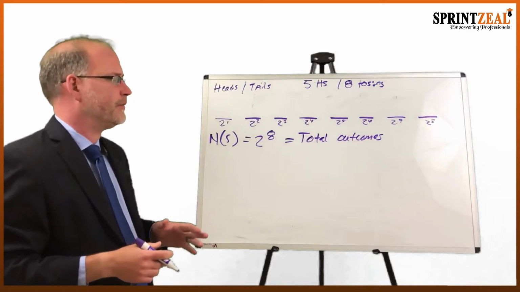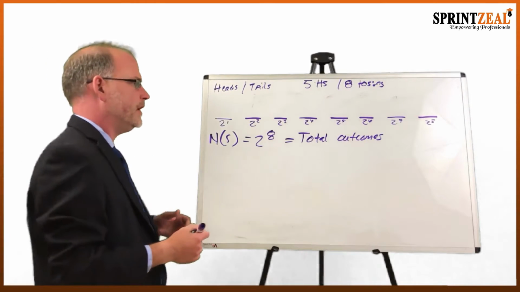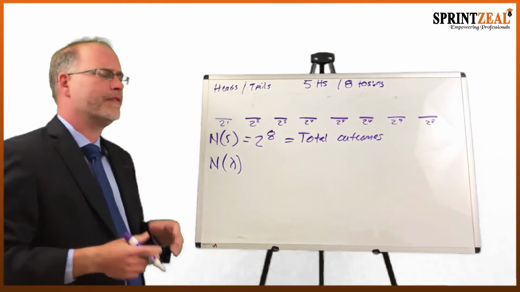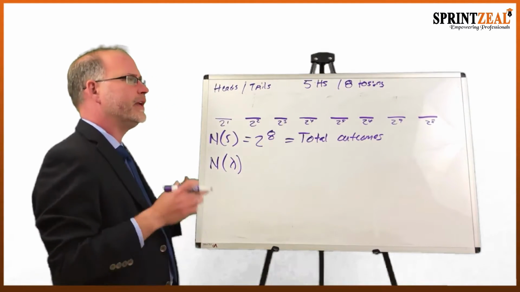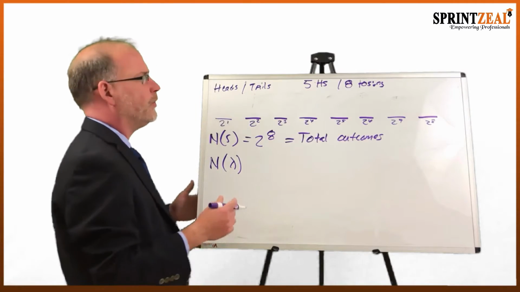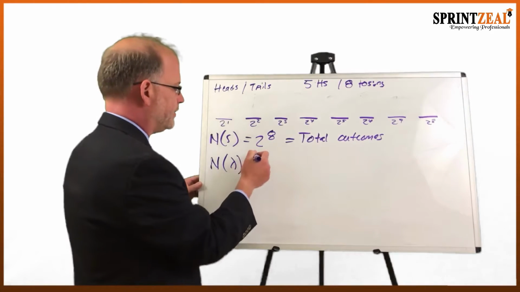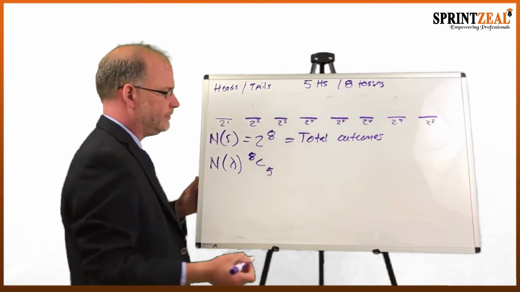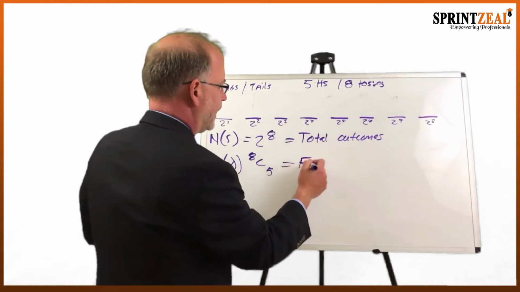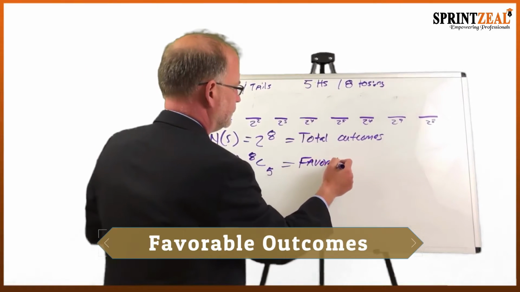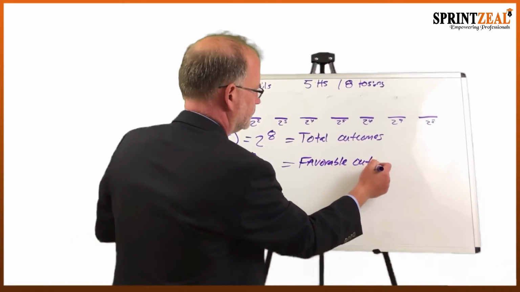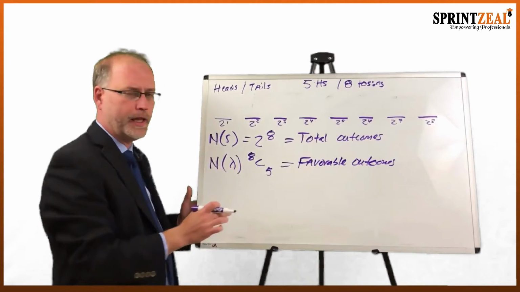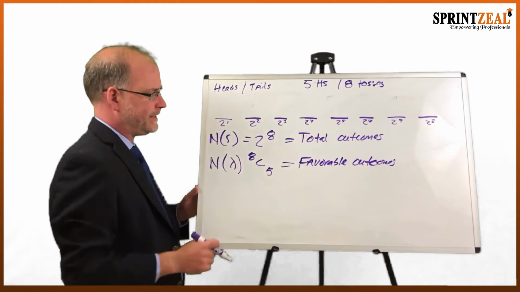So now we have to look for something called our favorable outcomes. And with that comes another little calculation. What our favorable outcomes are going to be is we know that out of 8 tosses, we need to get 5 heads. So the first thing is we have 8, and we're going to count 5. So this is equal to our favorable outcomes. Okay, so we have our total outcomes and our favorable outcomes. We're going to count 5 out of 8.